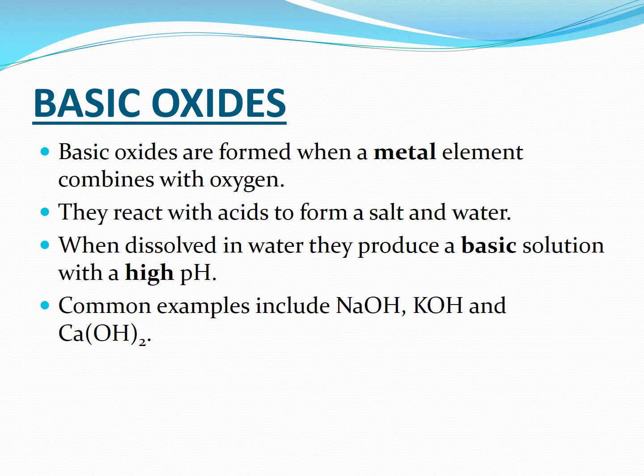Now the next is the basic oxides. Basic oxides are formed when a metal element combines with oxygen. When they react with acids they form salt and water. When dissolved in water they produce a basic solution with a high pH. And common examples include NaOH, KOH, and calcium hydroxide, Ca(OH)2.